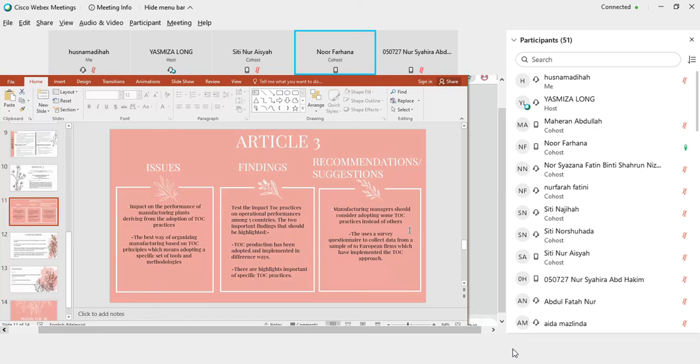There are seven measurement scales that have been proposed for the major different aspects of TOC. The first one, drum buffer rope methodology, time buffer management, MRP for optimized schedules, material movement, master schedule, non-constrained resources, and backward and forward schedule. The non-constrained resources with excess capacity and master schedule optimized for constrained resources are found to be the most effective approaches to improve manufacturing performance. That's all.